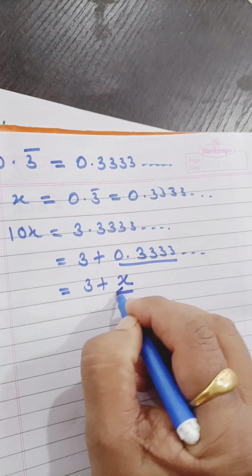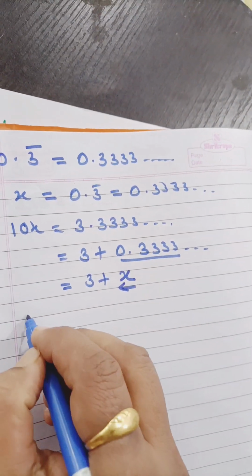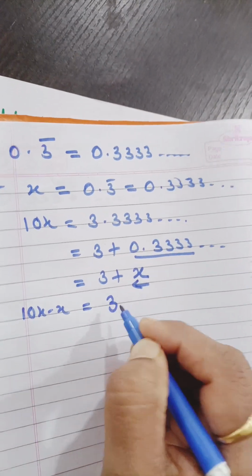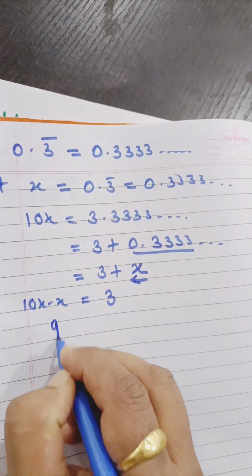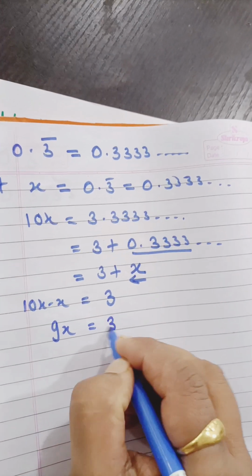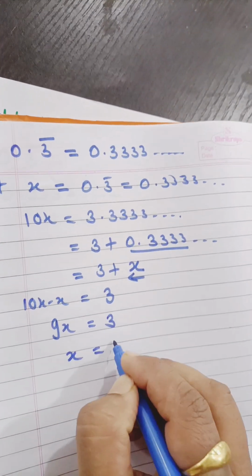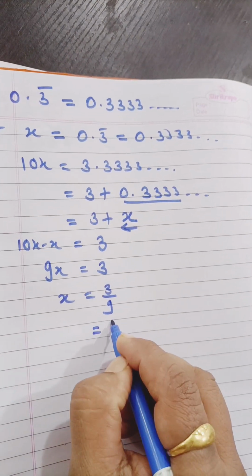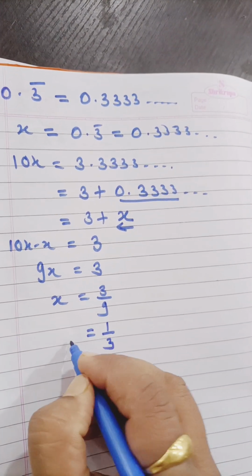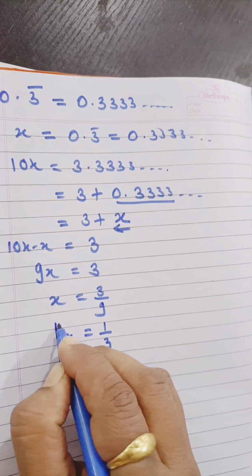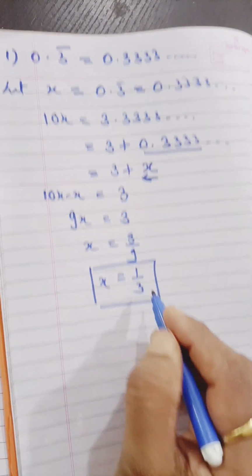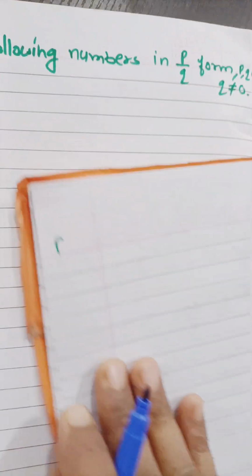So instead of this 0.3333 and so on, we will write x. Now shift this x towards the left hand side. So here it will become 10x minus x equals 3. So 10x minus x is 9x equals 3. It means x is nothing but 3 by 9. Now simplify this. This is nothing but 1 by 3. And this is our answer for 0.3 bar, which can be written as 1 by 3.